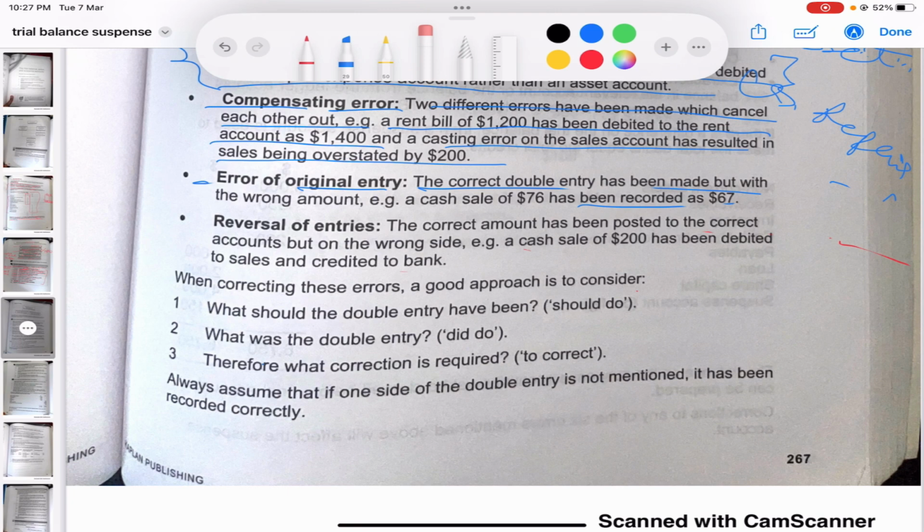When correcting these errors, a good approach is to consider what the double entry should have been. So if you think something is wrong, the first step to correct it is to ask what the double entry should have been. Read the question, forget what the answer given is. You tell me what is the correct entry. That is your first step. What was the double entry? After you find out what the correct entry is, now see what entry they did, the incorrect entry, whatever they have done.